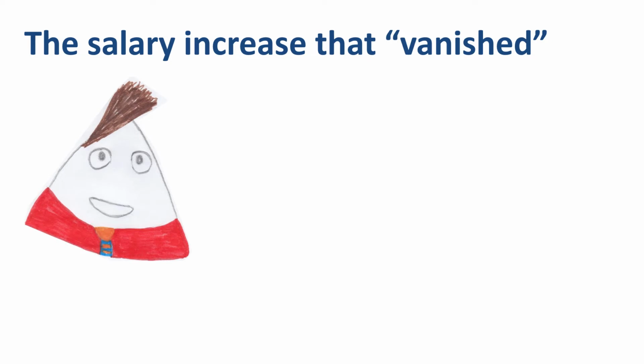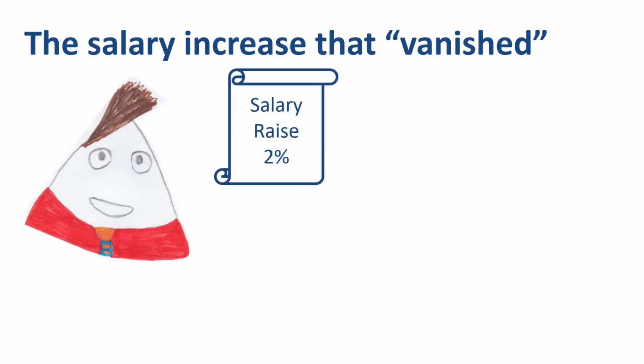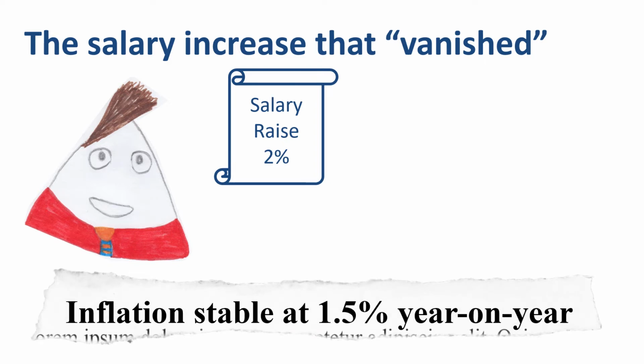Jim just got home from work after his annual performance appraisal. He got a small salary increase of 2%. Nothing spectacular, but at least his salary is going up. On the same day, the latest inflation numbers are published. Prices have gone up by 1.5% in the past 12 months. If Jim gets a nominal salary increase of 2%, while inflation is 1.5%, then the real growth in his purchasing power is around 0.5%. Frustrating, isn't it?